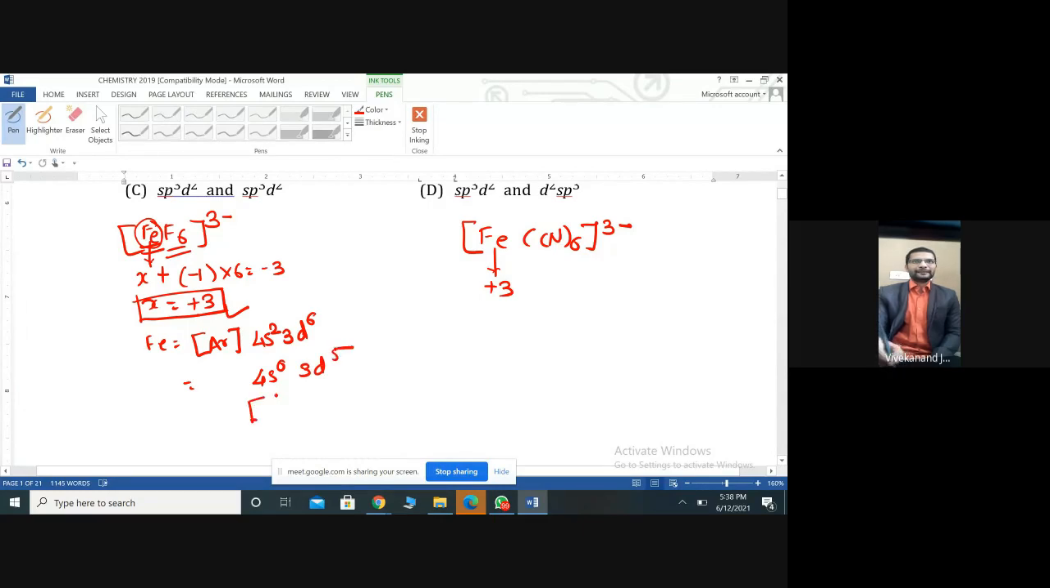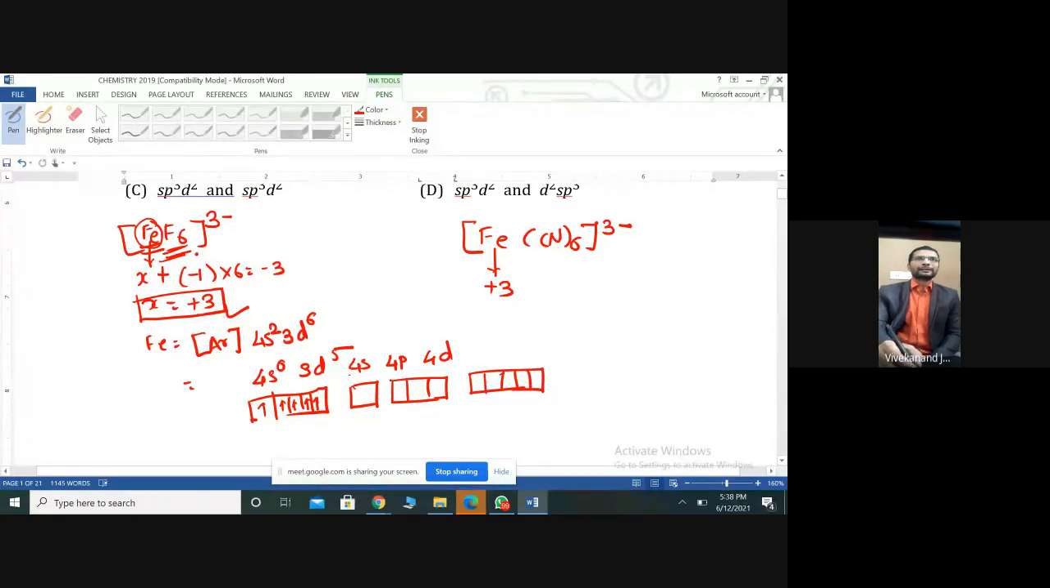With this 3d5 electronic configuration, 5 electrons are present over here. I have to add fluorine to it. For bonding with the fluorine, the 4s orbital is empty over here. Then I have 4p and 4d as empty orbitals. In p we have 3 subshells, and in d we have 5 subshells.